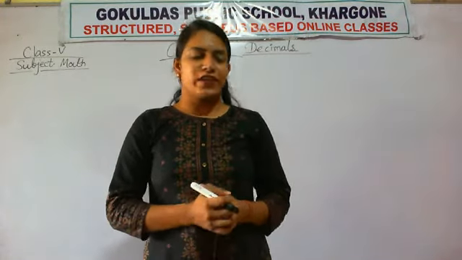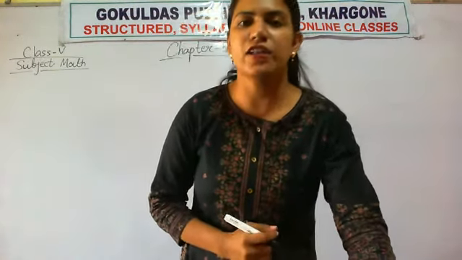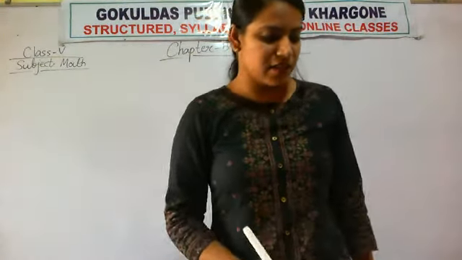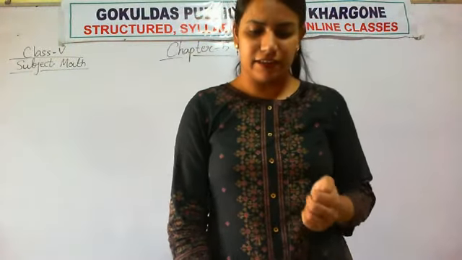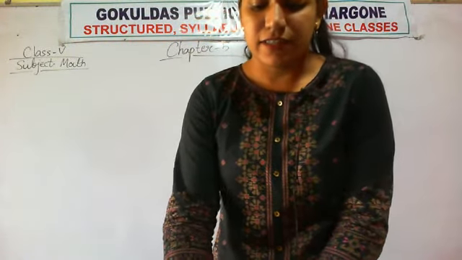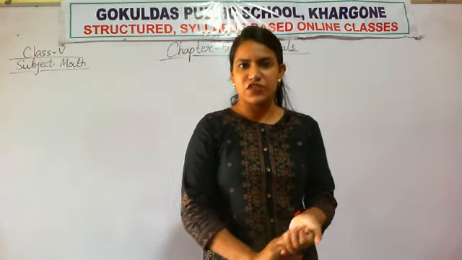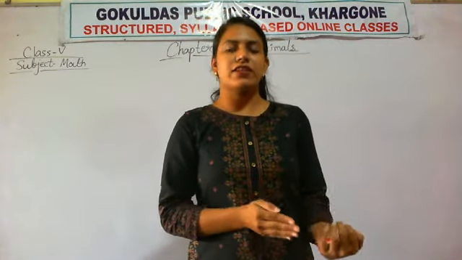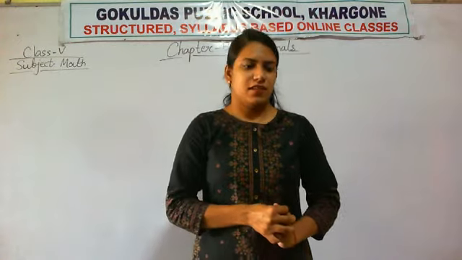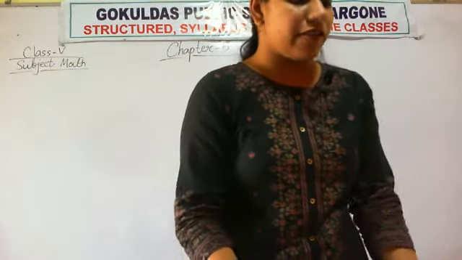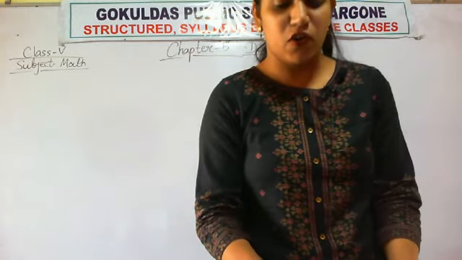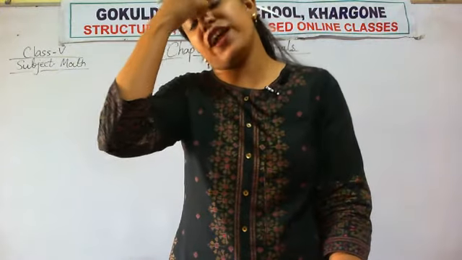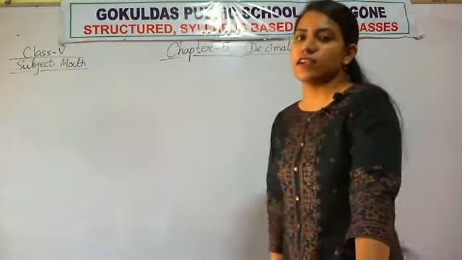In today's class we are going to start a new chapter, that is chapter 5, decimals, on book page number 78. So till now, in the first chapter we discussed large numbers. In chapter 2 we discussed operations on large numbers, right? In chapter 3 we discussed factors and multiples, right? In chapter 4 we discussed fractions, and chapter 5 is decimals.